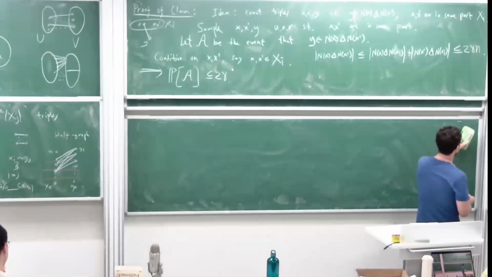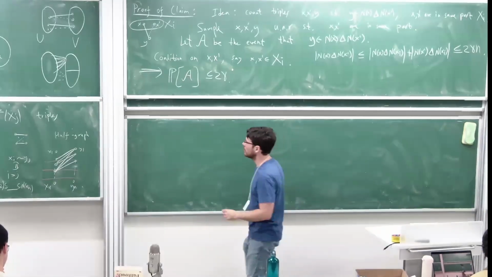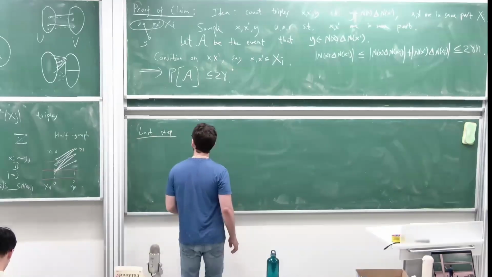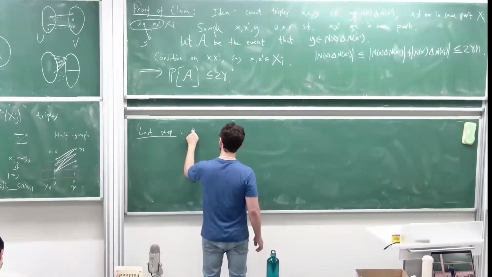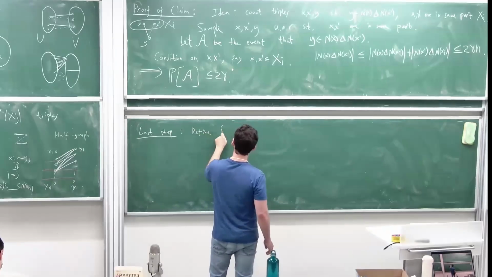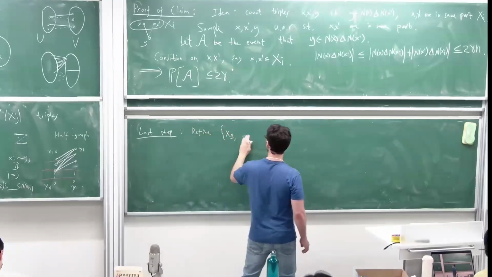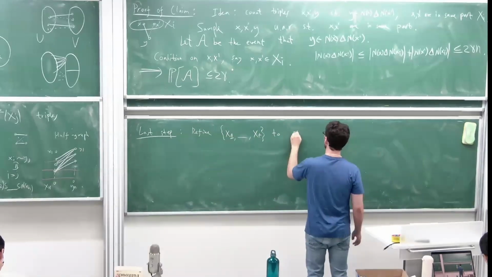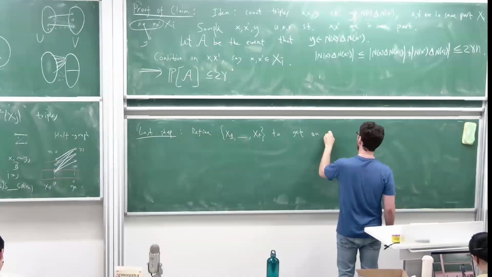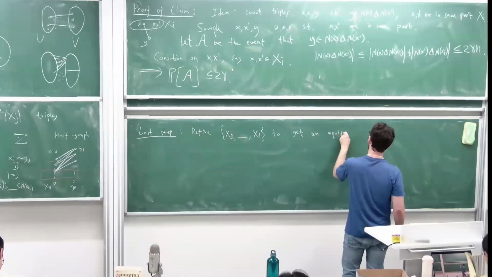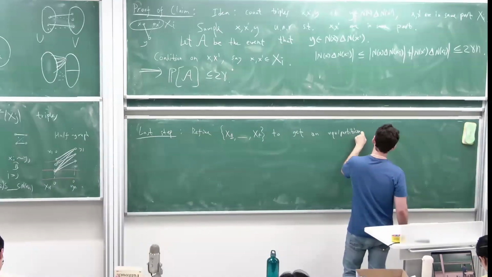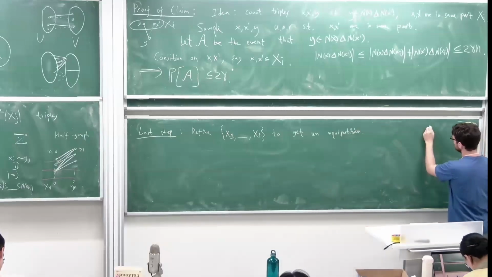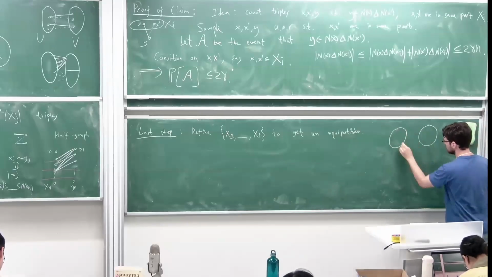So the last step is to refine x1 up to xp to get an equipartition. This is also a little bit of cheating because you cannot really refine it. So what you can do, suppose this is the partition.